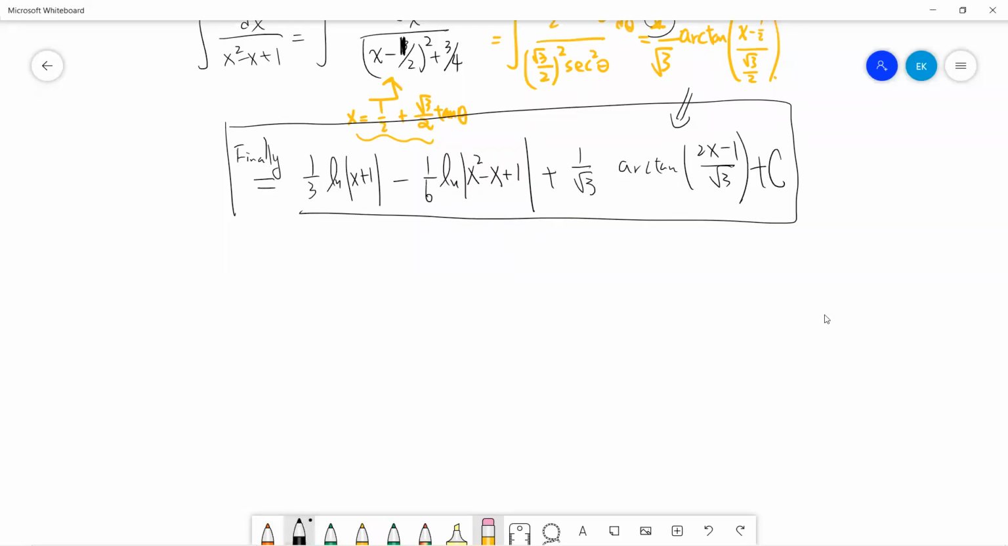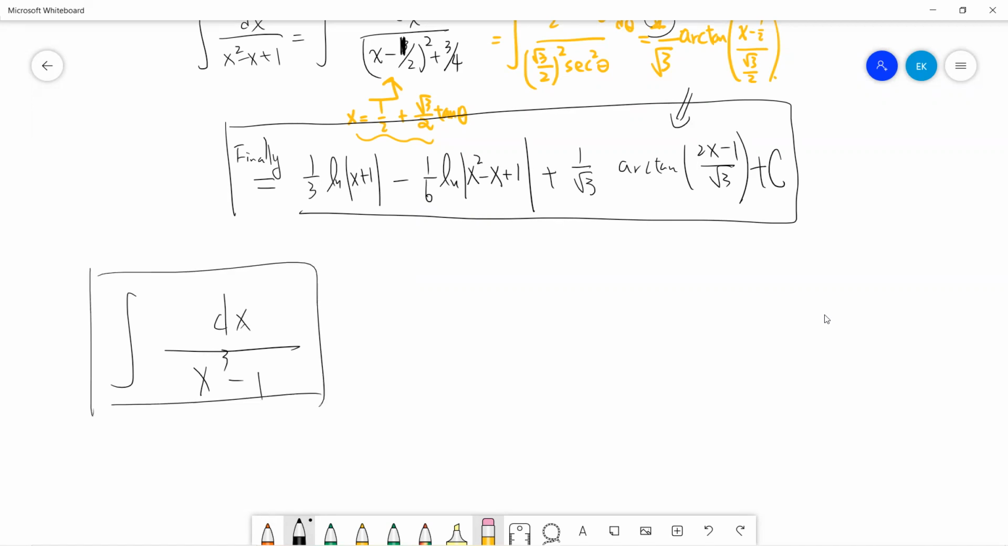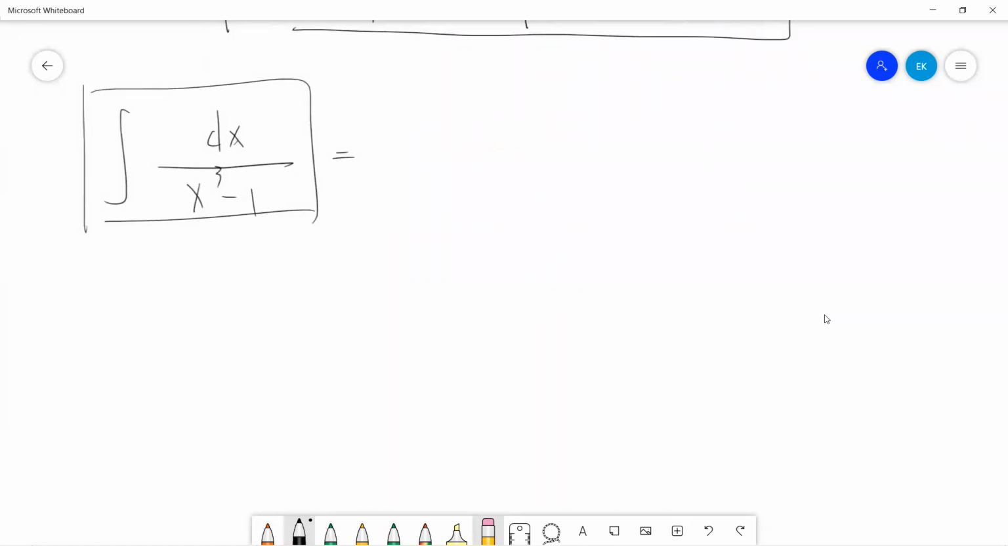Welcome, guys. So in this video, let's solve this: the integral of 1 divided by x cubed minus 1 dx.